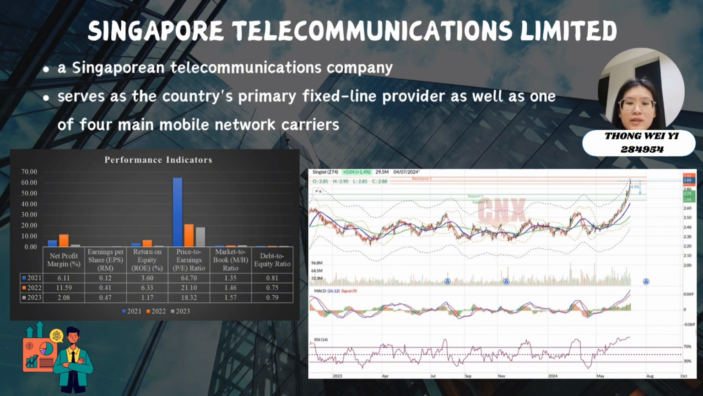The ROE increased in 2021 and 2022, then decreased to 1.17% in 2023. The company's management was more successful in 2022 at producing revenue and growth from its equity funding due to the greater ROE in 2022 compared to 2023. Other than that, the P/E ratio dropped significantly from 64.7 in 2021 to 18.32 in 2023. A P/E ratio of 18 indicates that the market value of the business is currently 18 times its yearly earnings.